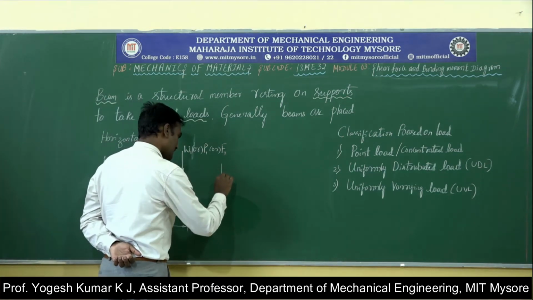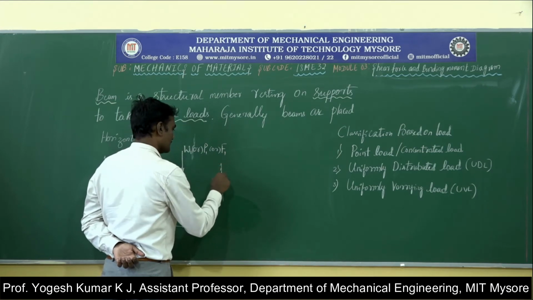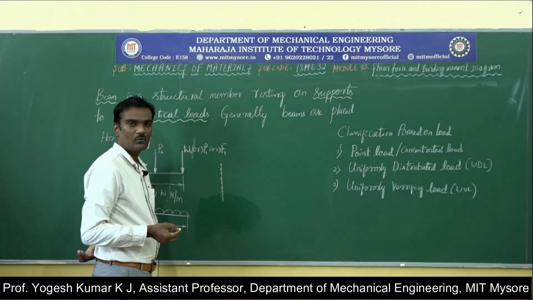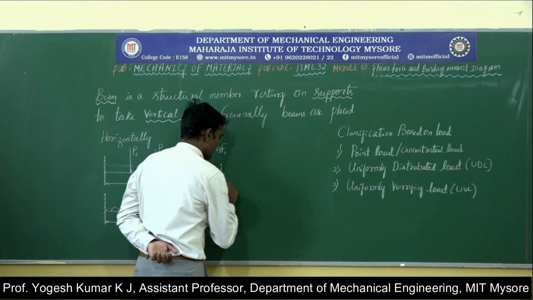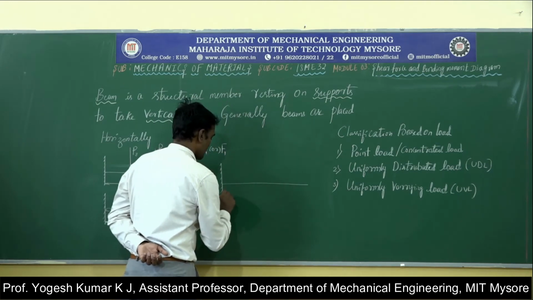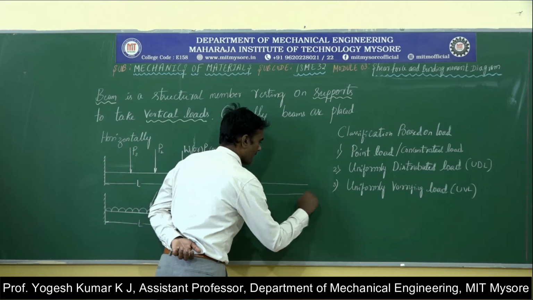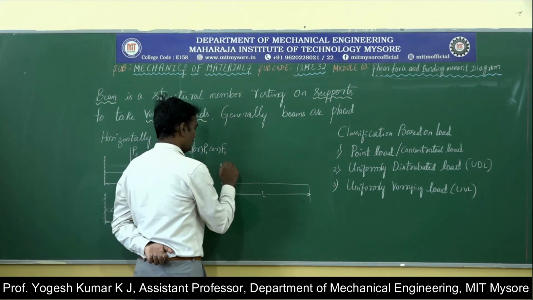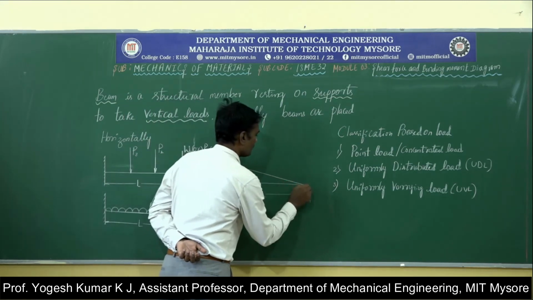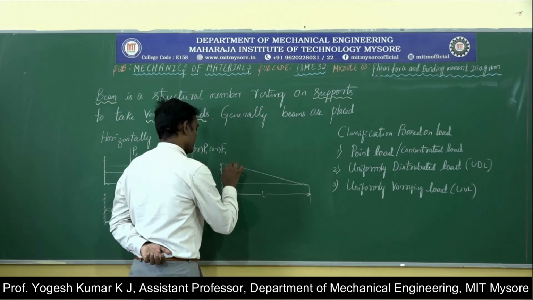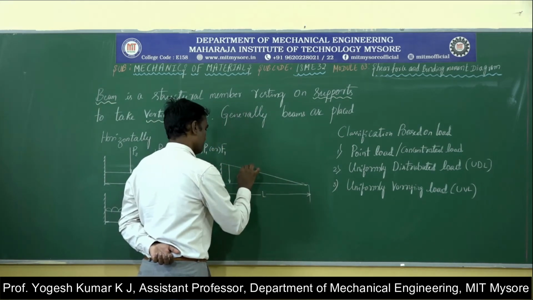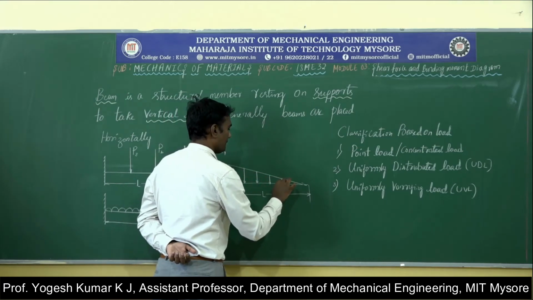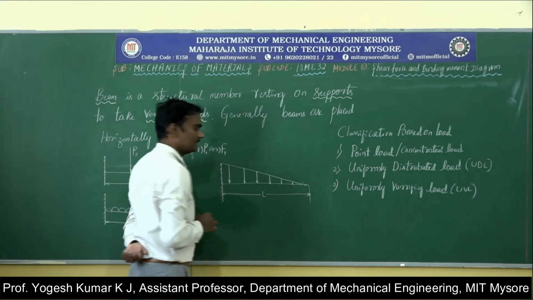The next category we have is uniformly varying. Again, there is uniformity, but we have a second word called varying. It varies from one end to the other end. Again, I am choosing a cantilevered beam having a span length of L. We will have the uniformly varying load, which is maximum at one end and minimum at the other end.